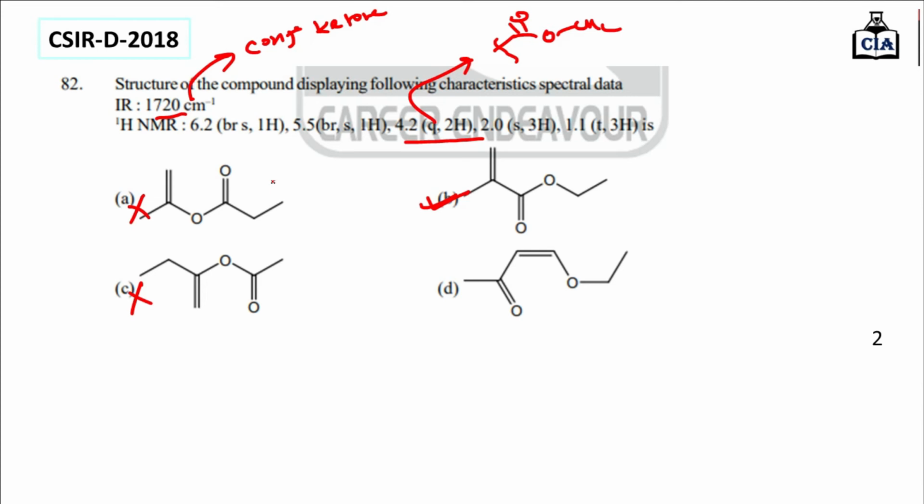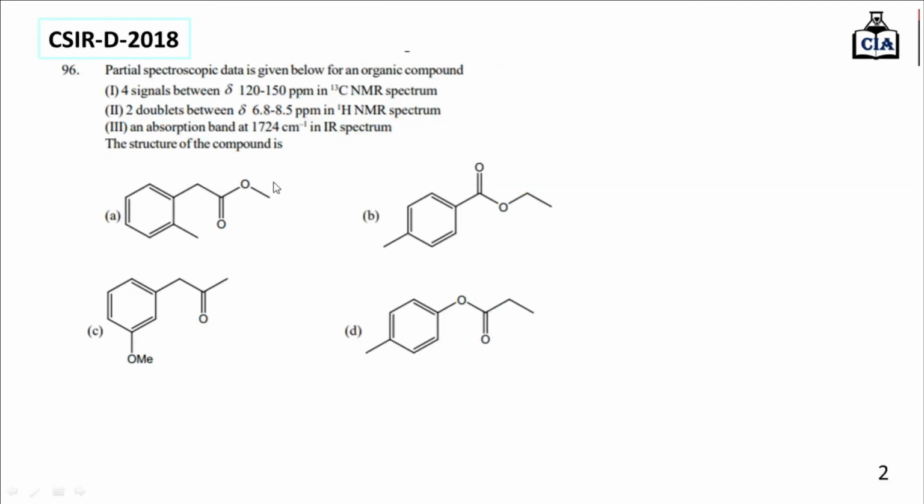Now next question from the CSIR December 2018. In this question we have to find out the correct structure of the organic compound from this NMR data. If you look at our IR value 1724, it indicates that our compound is a conjugated ketone. So just look at the option which has the conjugated ketone structure. Only option B has this conjugation. So option B is the correct answer. If you look at the other structures, there is no conjugated ketone. So option B is the correct answer.